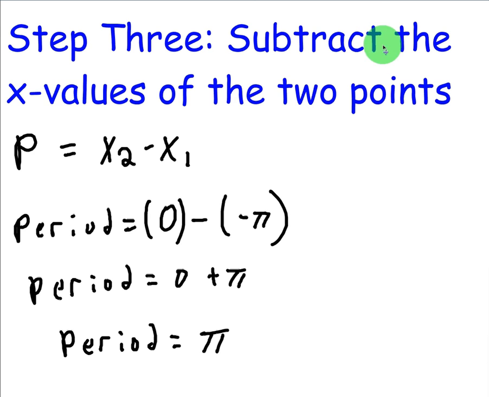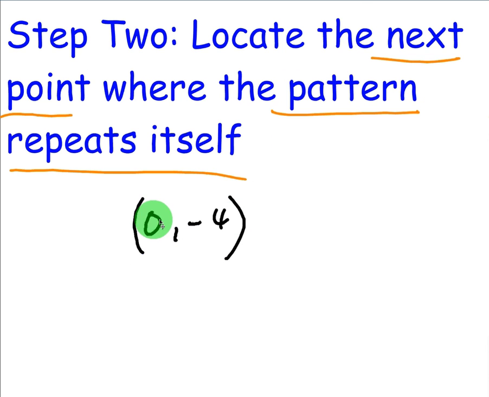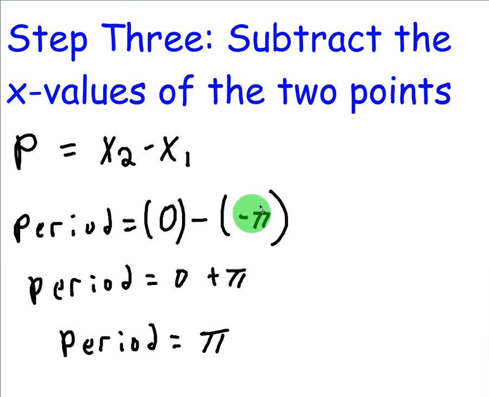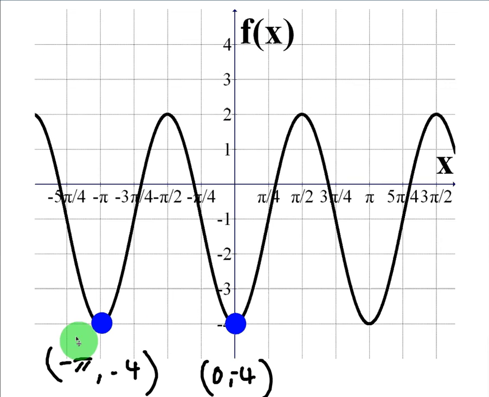Step 3 is going to be to subtract the x values of the 2 points. Why? Because period is the horizontal distance it takes to repeat itself. So I'm going to take my x2 value 0 and subtract my x1, negative pi. So it's going to be 0 minus negative pi, which gives me positive pi, which is going to be my period. Therefore, it takes pi units.